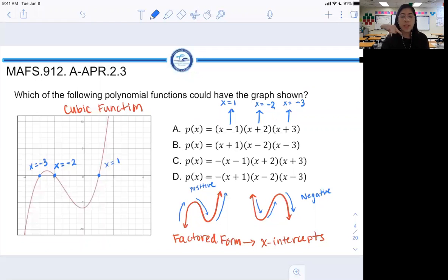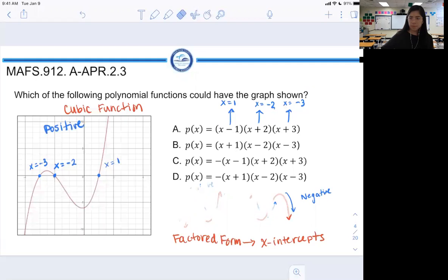Now, what about the one we have in our graph? Is that one positive or is that one negative? Good. This one is definitely positive. Okay. So is answer choice A correct? Yeah, answer choice A is correct.